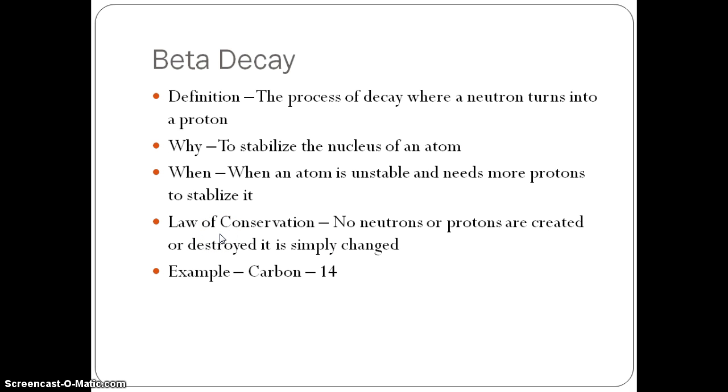Next, we have beta decay. Beta decay is defined as the process of decay where a neutron turns into a proton. This happens to stabilize the nucleus of an atom, and it happens when an atom is unstable and needs more protons to stabilize it. Now, this follows the law of conservation because no neutrons or protons are created or destroyed.